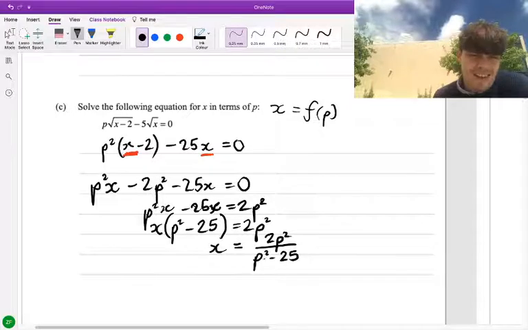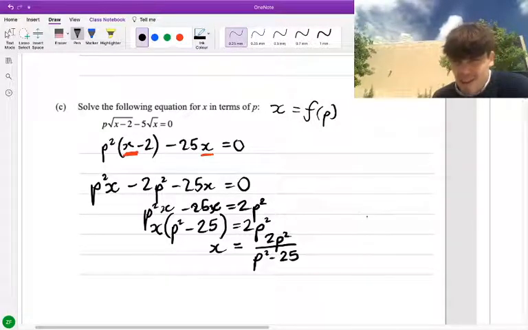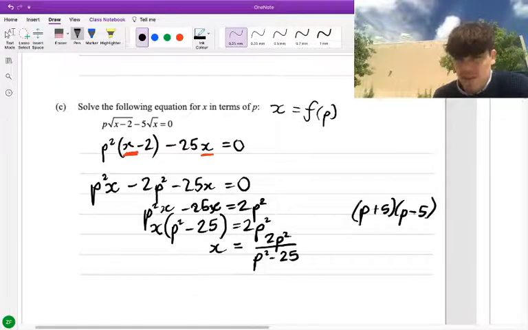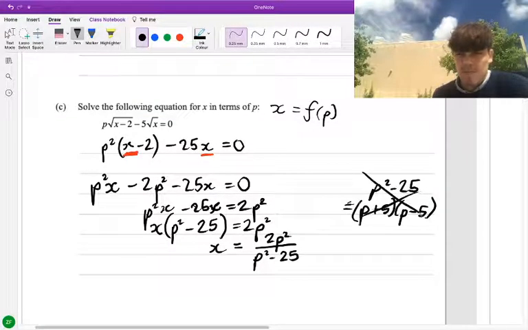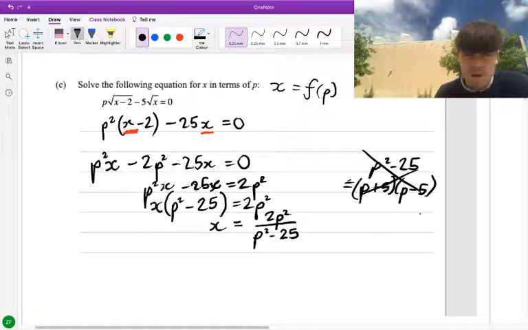I personally, when I see p squared minus 25, I'm automatically thinking of the fact that that equals p plus 5 times p minus 5, but it's nothing to do with the question. It's just something worth looking out for. Might be a hint for a future question, who knows. Yeah, but it doesn't matter. Okay, moving on.